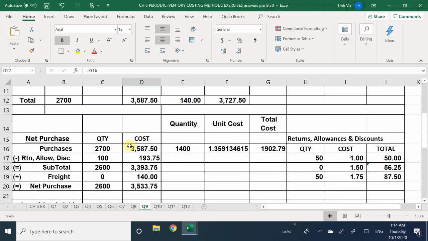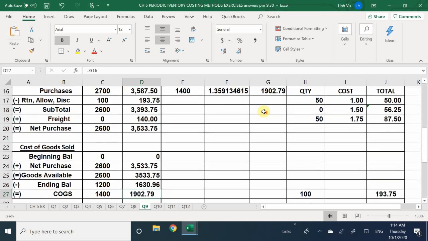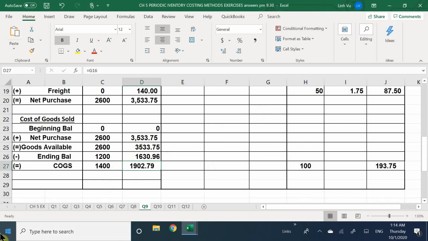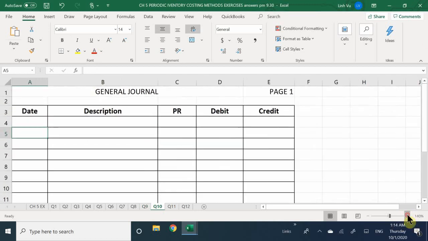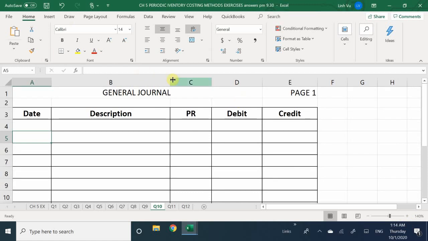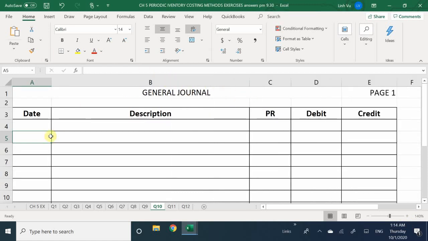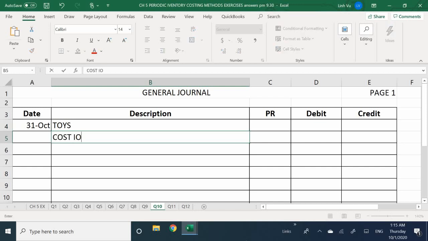And with that being said, we've solved for the majority of the answers and we've also done the calculation. So to answer question number 10, all right, we're going to complete the conversion entry. So assuming that this journal entry is going to be for October 31st, we know we need to enter in our inventory. Okay. We also need to calculate our cost of goods sold.